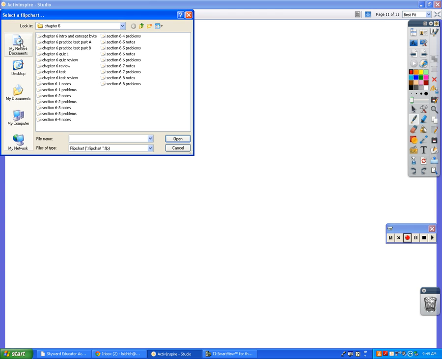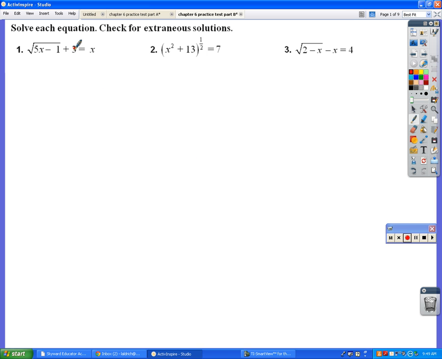Okay, then number 9, which is that one right there. So you have x squared plus 13 to the 1/2 equals 7. How do you get rid of the 1/2? Square both sides, yeah.